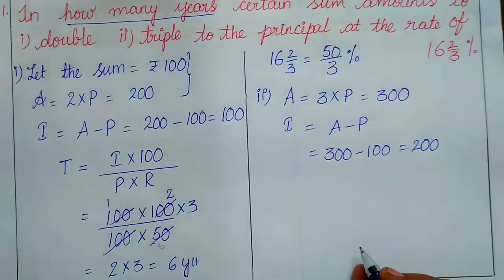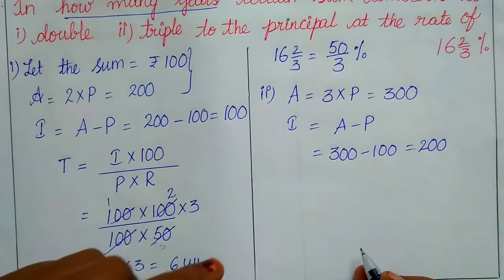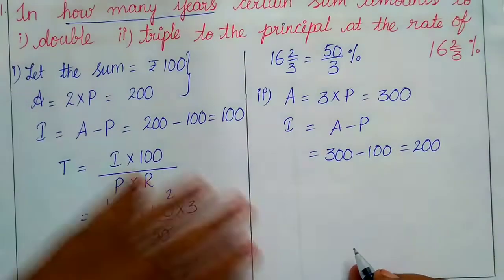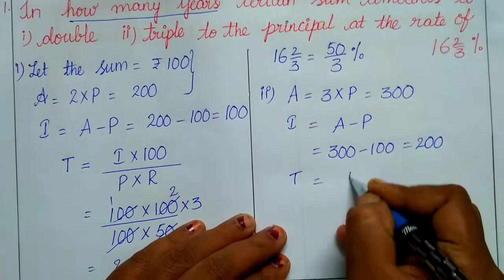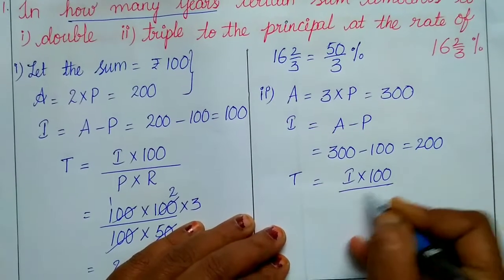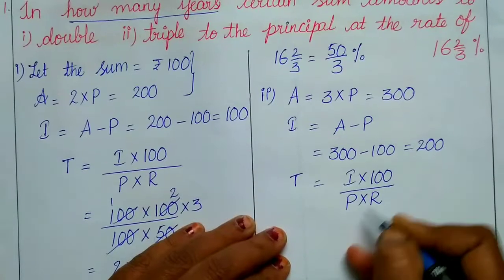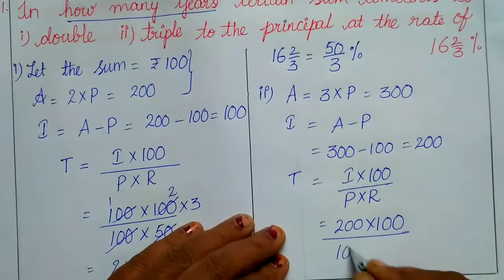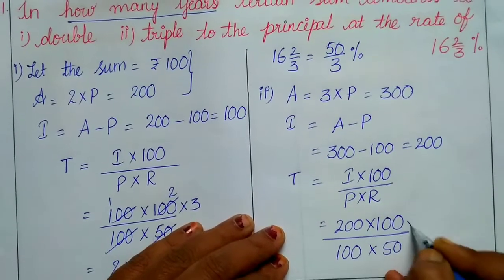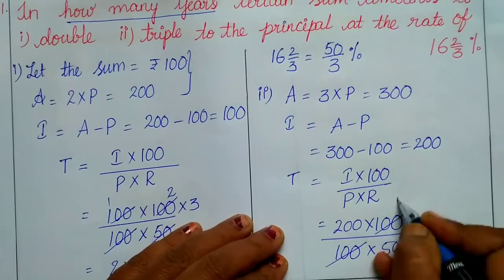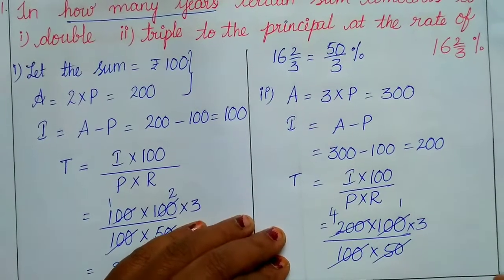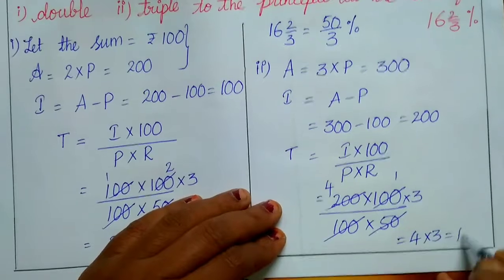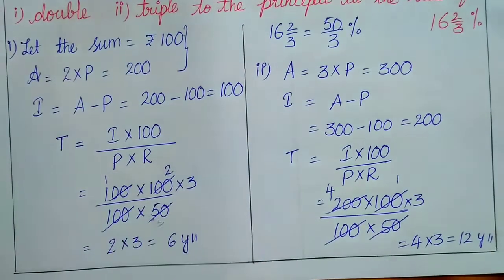So from this, again we can write the formula for interest, PTR by 100. But we are going to calculate the time period, that means in how many years. So I am writing the formula for time, which is I into 100 by P into R. I is 200 into 100, P is 100, and R, 50 by 3, will go to the numerator. Now 100 ones are 100, 50 4s are 200. So what did we get here? 4 3s are 12 years, which is the required time period.